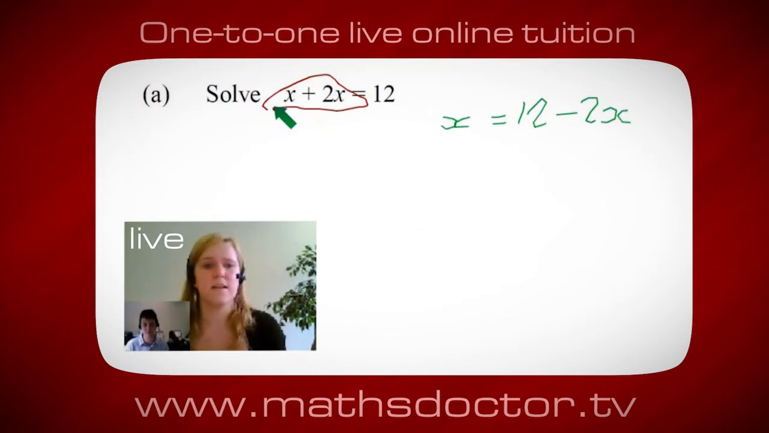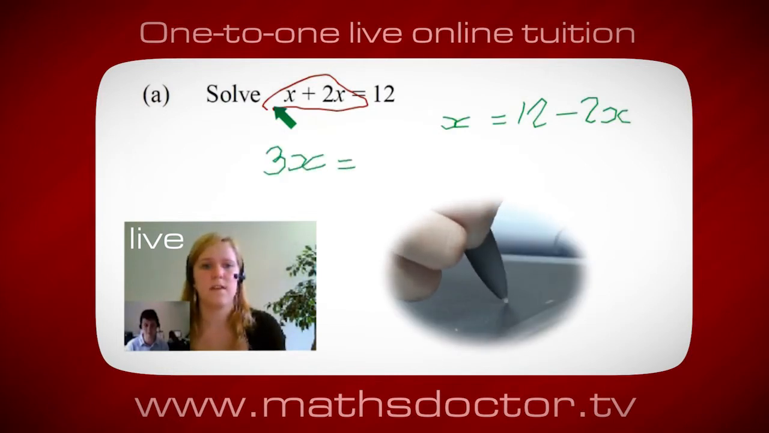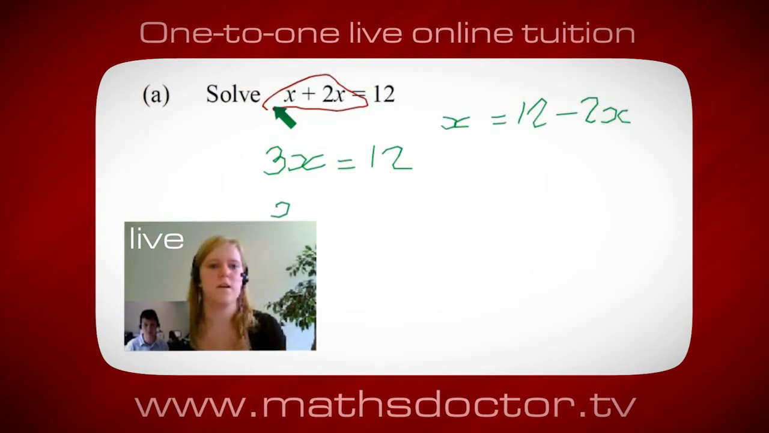Oh, okay, it's 3x, isn't it? Yeah, absolutely. 3x equals 12. And so x equals 4. Brilliant, spot on, well done.